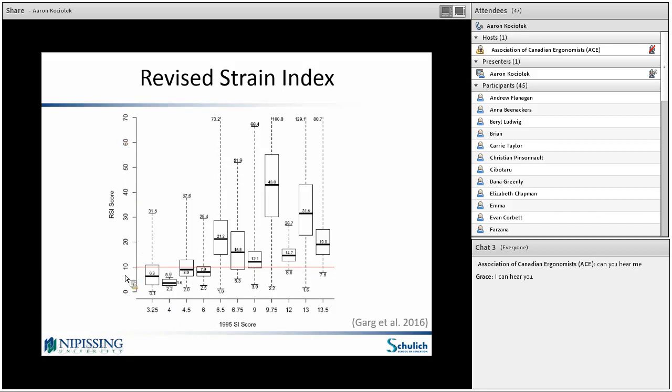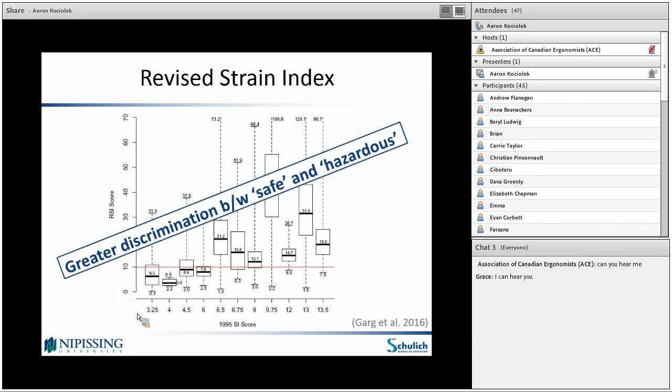What I'd point out here is a little bit of this waterfall shape. We're actually seeing that the range for the revised strain index is much greater. So there's greater discrimination, or greater sensitivity, now in the tool than previously existed for the 1995 strain index. I think this is an important point. The ability to discriminate between hazardous and non-hazardous has been much improved based on this revision, especially with the addition, or the greater emphasis, on the repetitive aspects in the revised strain index.